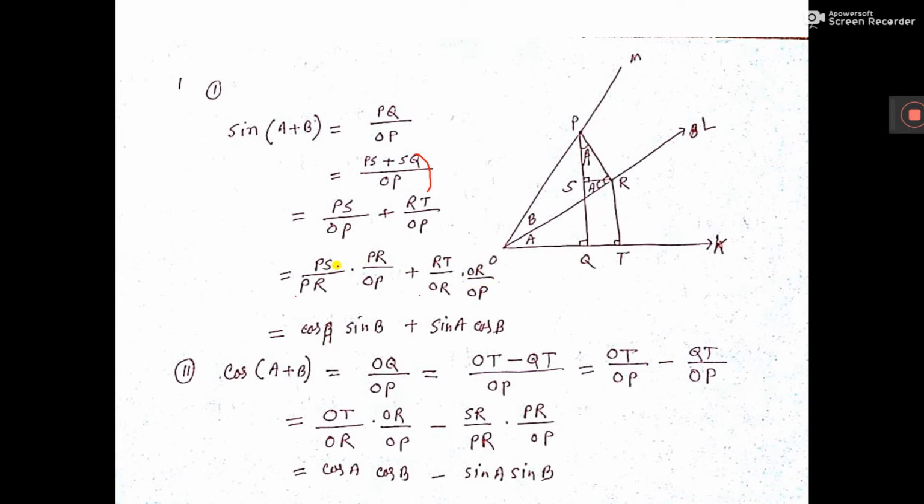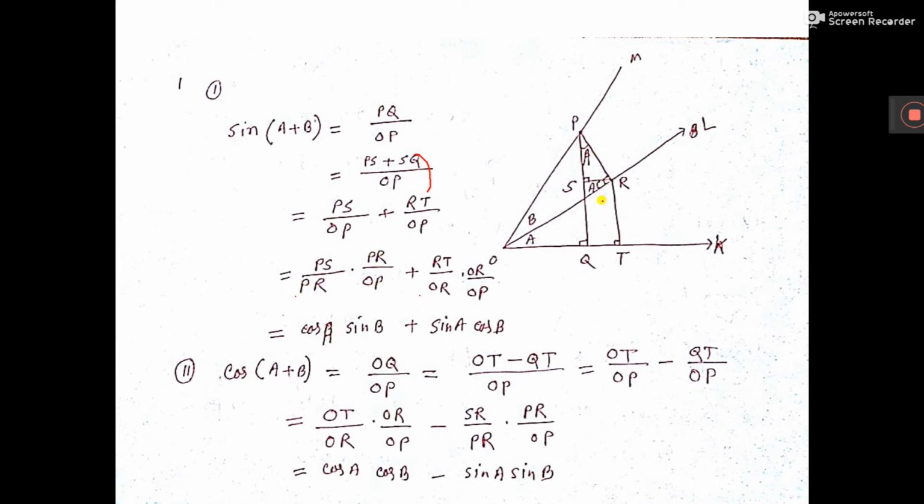Then what will happen? PS by PR, as I am showing in the diagram, is base by hypotenuse, and this angle is A, that is cos A. Now the question is why it is A? See, this is perpendicular, so this angle is equal to this angle, alternate angle, and this angle plus this angle is 90 degrees. Again this angle and this angle are 90 degrees. Obviously then this angle is A also.